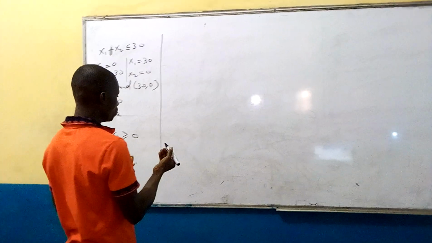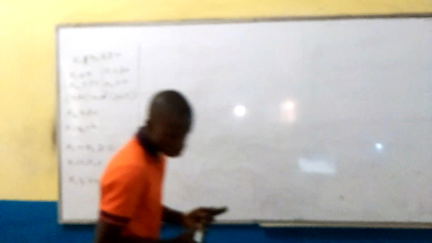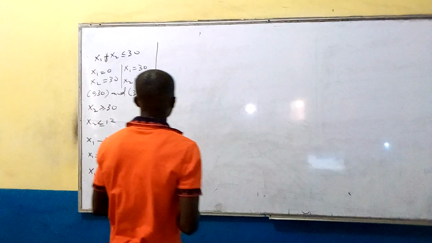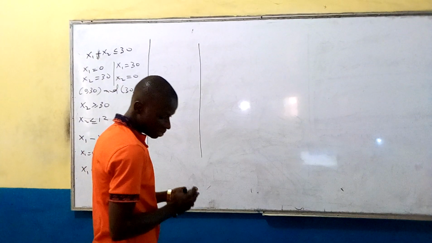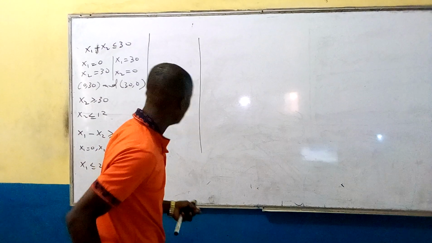So let's look at how we plot this. Marker is sinking. This one is good. But this is a new marker.